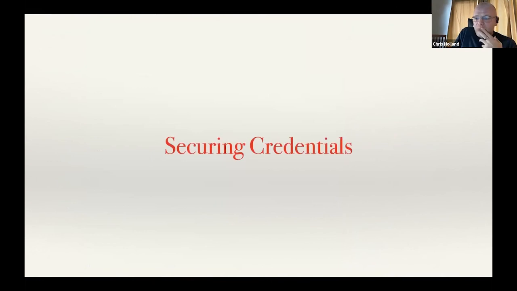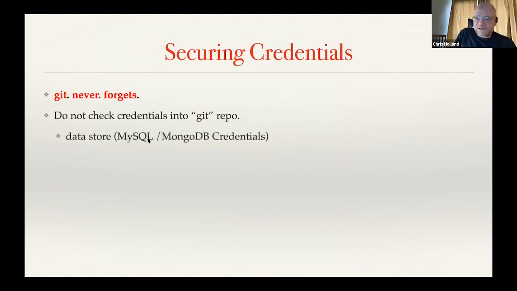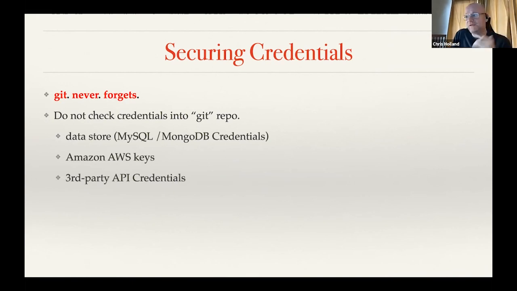So, all right. Finally, if you're using credentials, never check credentials into Git. In your source control system, you do not want to put any passwords, any keys, or things like that. That includes, do not ever check credentials into your Git repo, whether it's data store credentials for MySQL, Mongo, or your Amazon AWS keys, or third-party API credentials. You never want to store these things in Git.